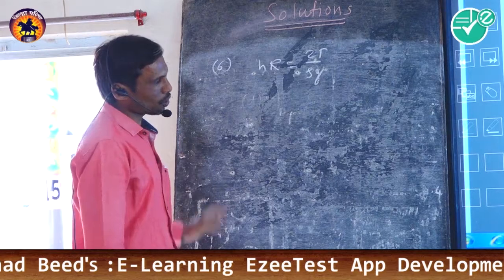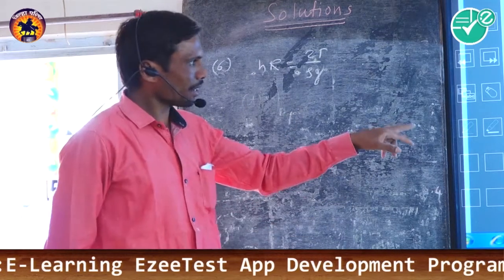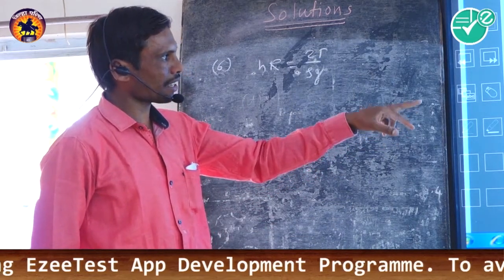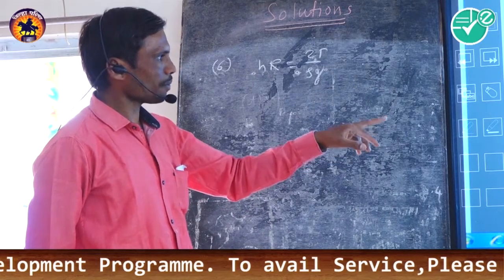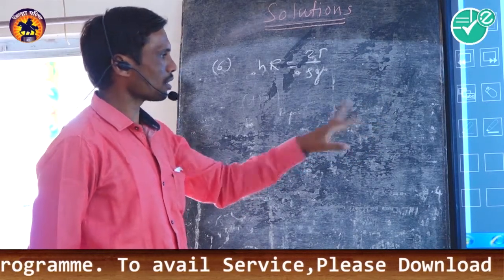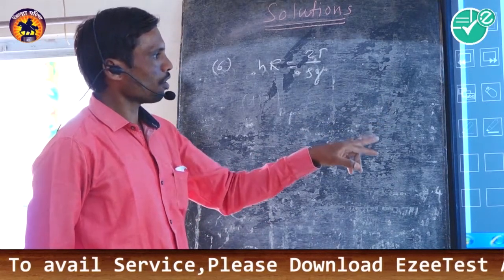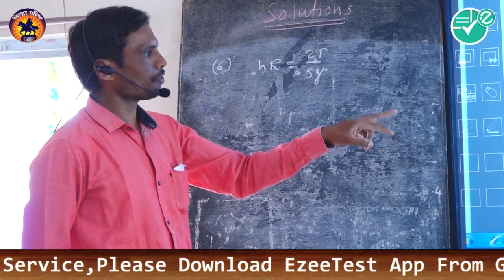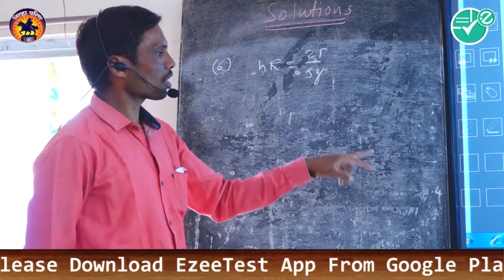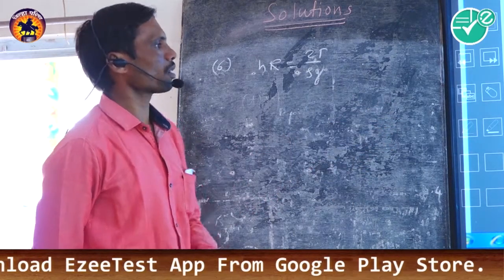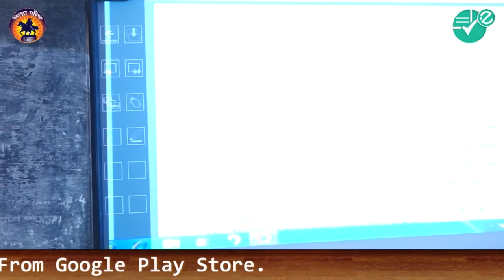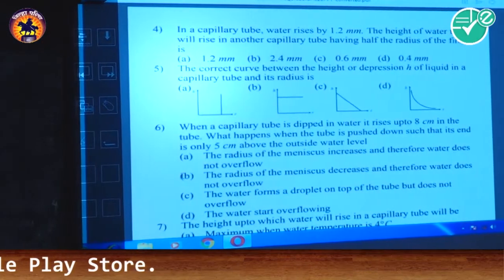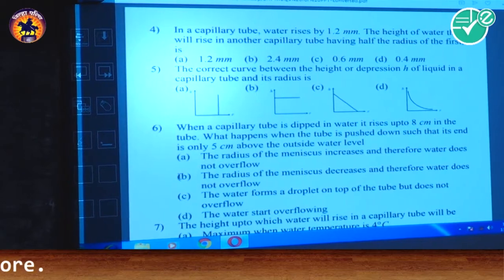It means in this process what is the correct option? Here, radius of meniscus increases and therefore water does not overflow. Second one, radius of meniscus decreases and therefore water does not overflow. Water forms droplets on the top of the tube but does not overflow, and water starts overflowing. It means option A is correct, because the radius of the meniscus increases and therefore water does not overflow.